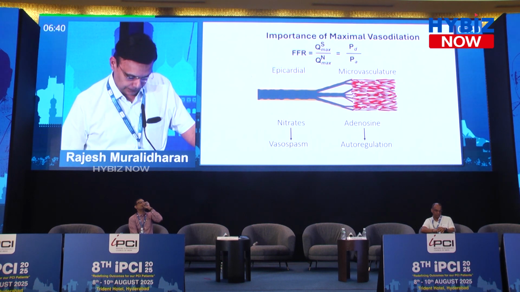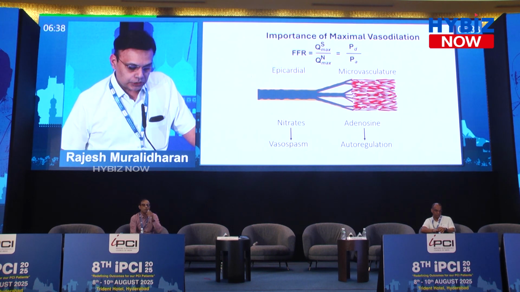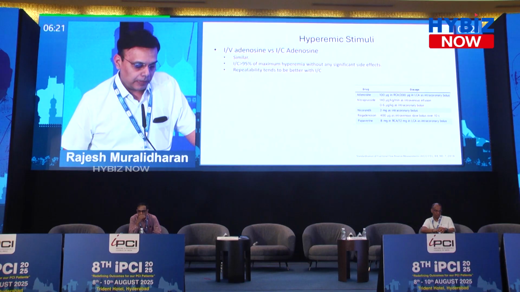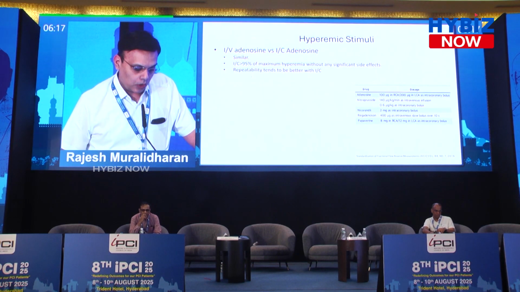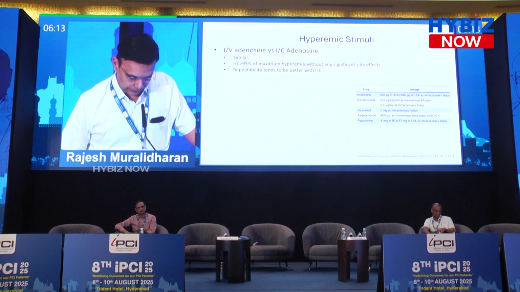poor outcomes. With regards to dilatation of the microvasculature, the most commonly used agent is adenosine. We may also use nitroprusside. Nicorandil we have used in a few cases at least. Papaverine is not routinely used in our country. Ideally, it should be given by a continuous IV infusion, but the recent studies have all shown that IV adenosine and intracoronary adenosine are equally good enough.